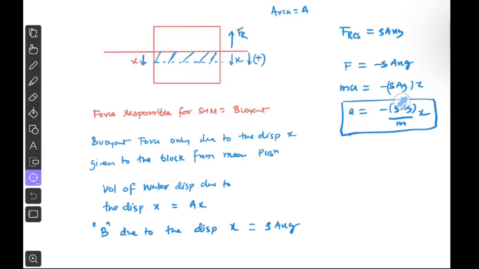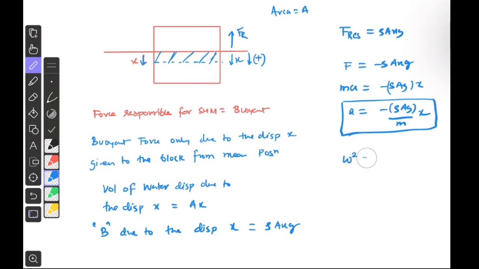With sign convention taking down as positive, ma equals minus of rho A g into x. So a will be minus of rho A g by m into x. So whatever is the coefficient of minus x, that is our omega square, which will be rho A g by m, no? I hope all of you got this restoring force method. I'm going in a slightly different order, not the way the order is in our beginner books.